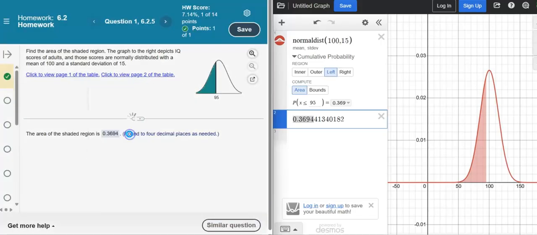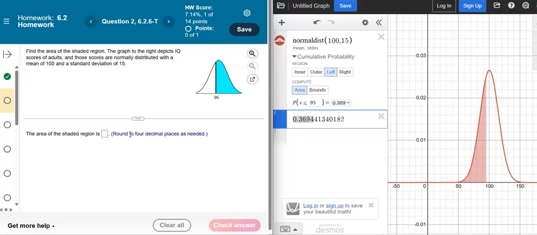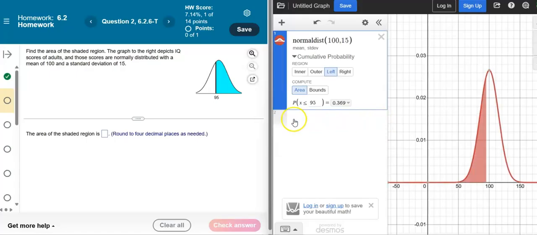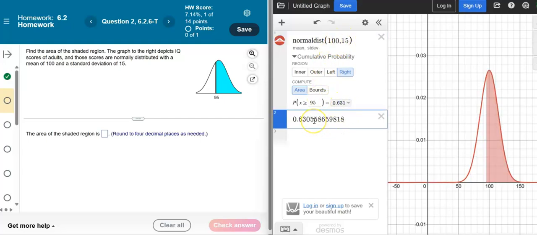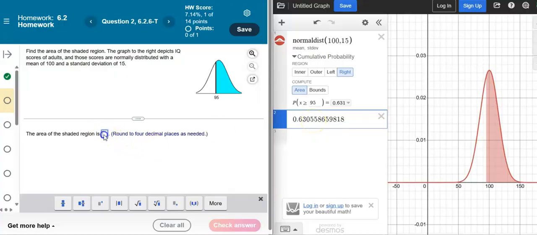Okay. Next question, similar. It's just going to the right instead of to the left. So I could do 1 minus because it's the same thing as before. It's just the other side of the curve, so it'll be 1 minus. But the way I want you guys to practice it to get used to it is, now this is a right probability. So I just select right. Now it's greater than or equal to 95. Mean is 100. Standard deviation is 15. So there is my probability. And you'll see that that does give me 1 minus what I got on the last problem.